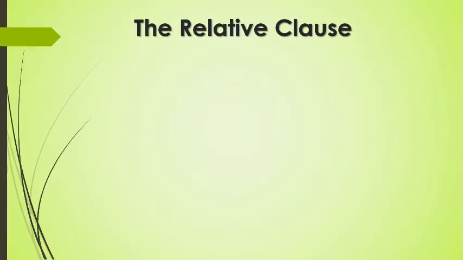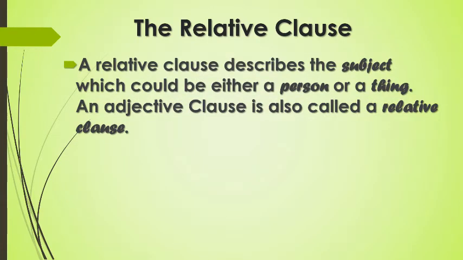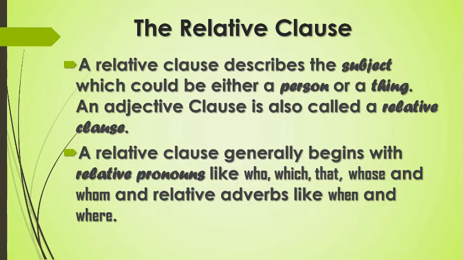Now let us study about the relative clause. A relative clause describes the subject, which could be either a person or a thing. An adjective clause is also called a relative clause. A relative clause generally begins with relative pronouns like who, which, that, whose, and whom, and relative adverbs like when and where.